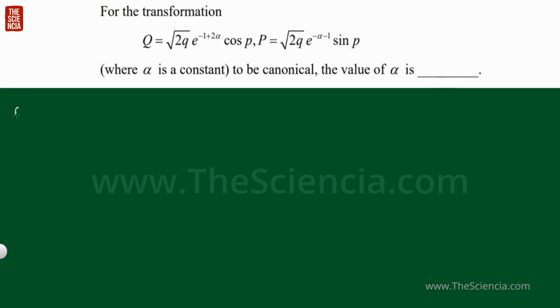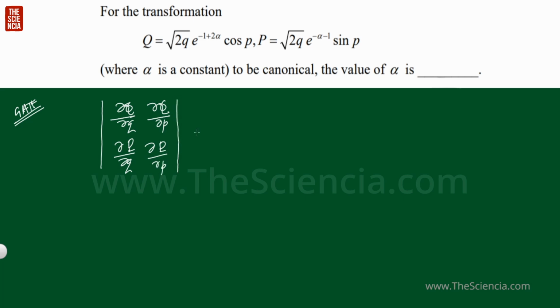So another gate question. Here Q and P is given and specified they are canonical, then what will be the value of alpha? That is the question. So we have to find out the Poisson bracket. Then we have to equate it to 1. So we can find out the alpha value. That is dou q by dou q, dou q by dou p, dou p by dou q, dou p by dou p. So what we get?